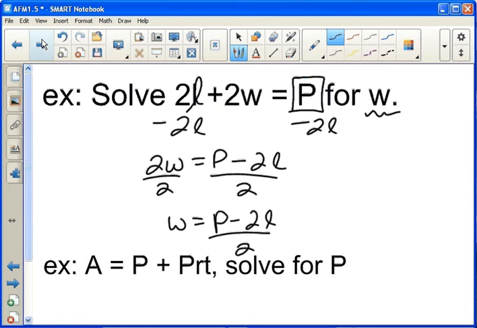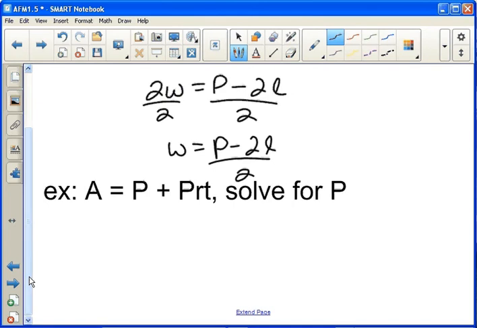Alright, so the second equation, a equals p plus prt, solve for p. Now this one's a little trickier because it wants us to get p by itself, but there's more than one p floating around. So what do we do? Well, here's the trick. Anytime you have more than one and you're trying to solve for it, the key is to factor. If you look at these two pieces, they both have a p. So you can write that as p times 1 plus rt. I've pulled the p in common out front.